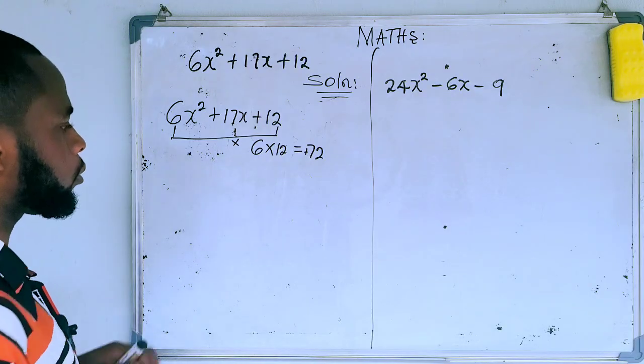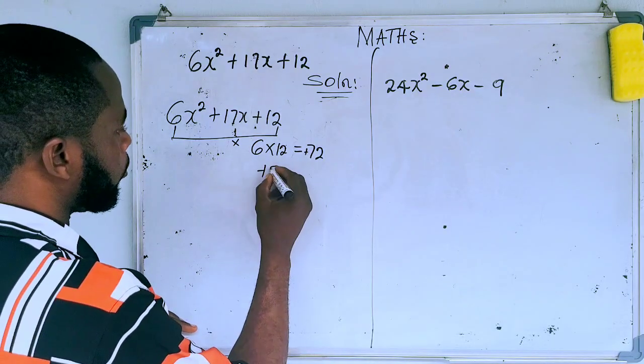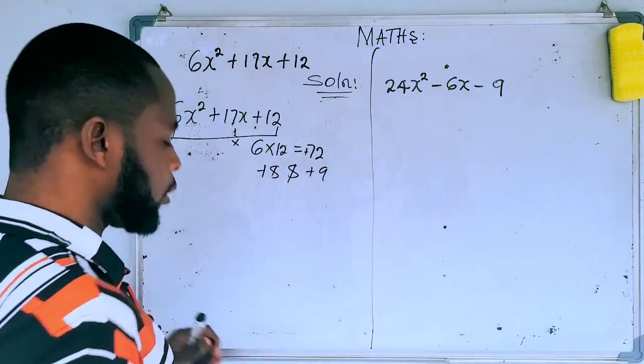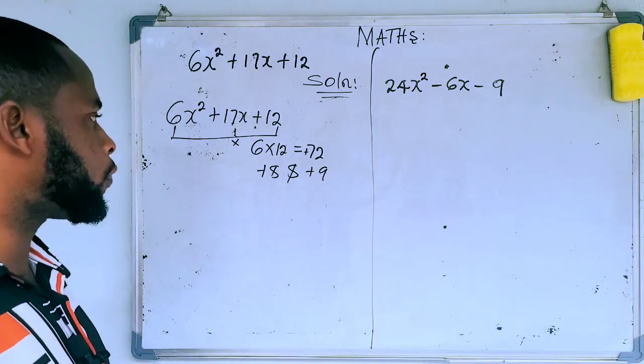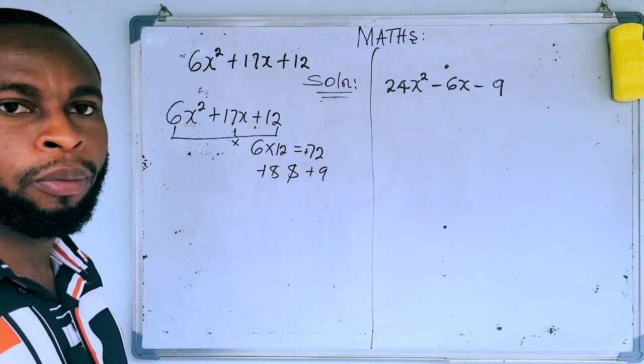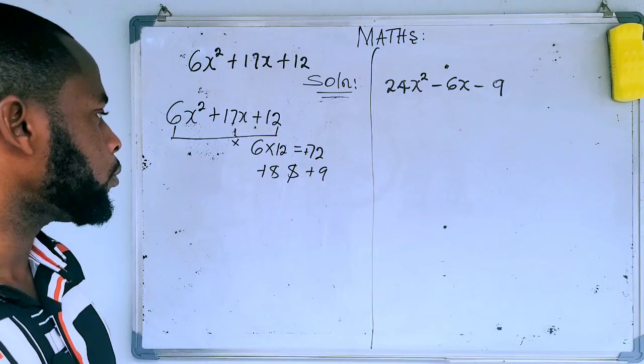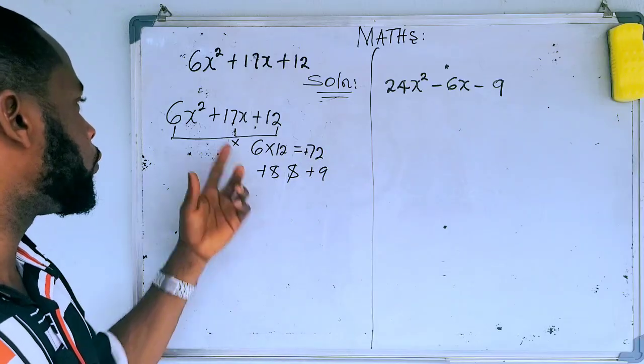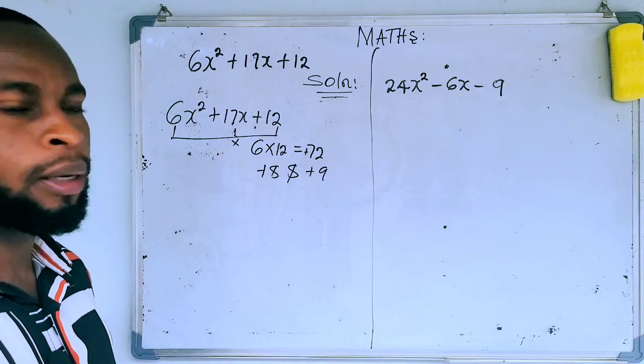Let these factors be plus 8 and plus 9. Note that there are other factors of 72, but you're looking for those ones. When you multiply, it will give 72. Then when you add up, it will give you plus 17.